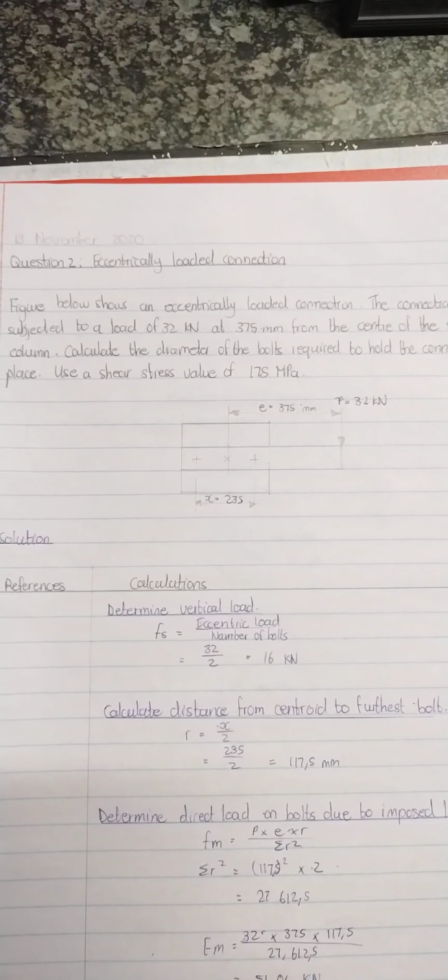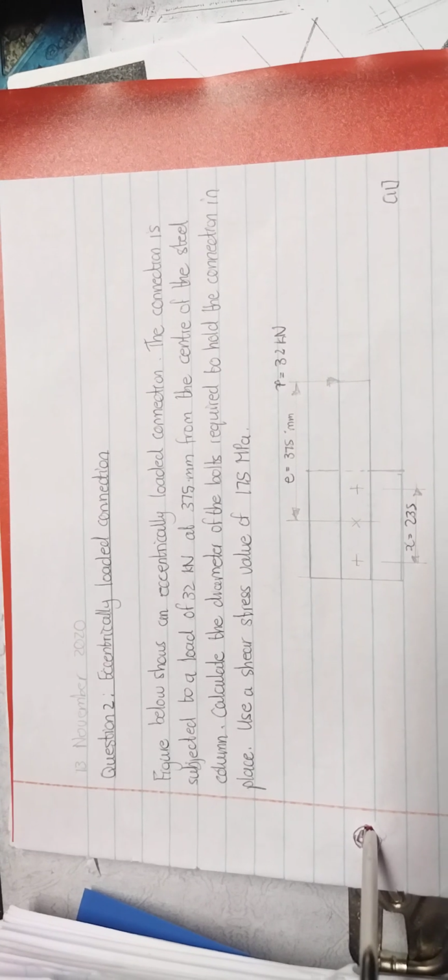Okay guys, here we got the eccentrically loaded connection. This is our scenario from November 2020. The figure below shows an eccentrically loaded connection. The connection is subjected to a load of 32 kilonewtons at 375 millimeters from the center of the steel column.